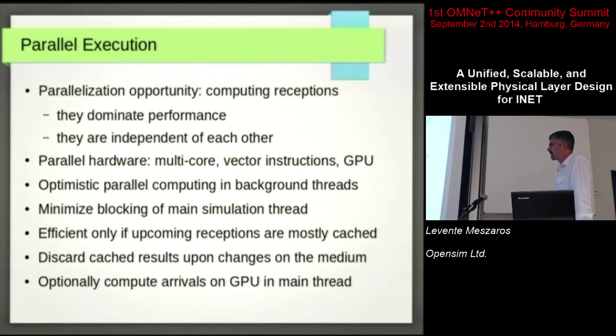So all this optimistic parallel computing in the background threads is efficient only if the receptions are mostly cached by the medium by the time the receiver will actually need them. And of course, we also need to be able to discard already computed results, because when new transmissions enter the channel, they might invalidate the previously computed reception indications, but not the receptions themselves, because they are immutable and can be reused.